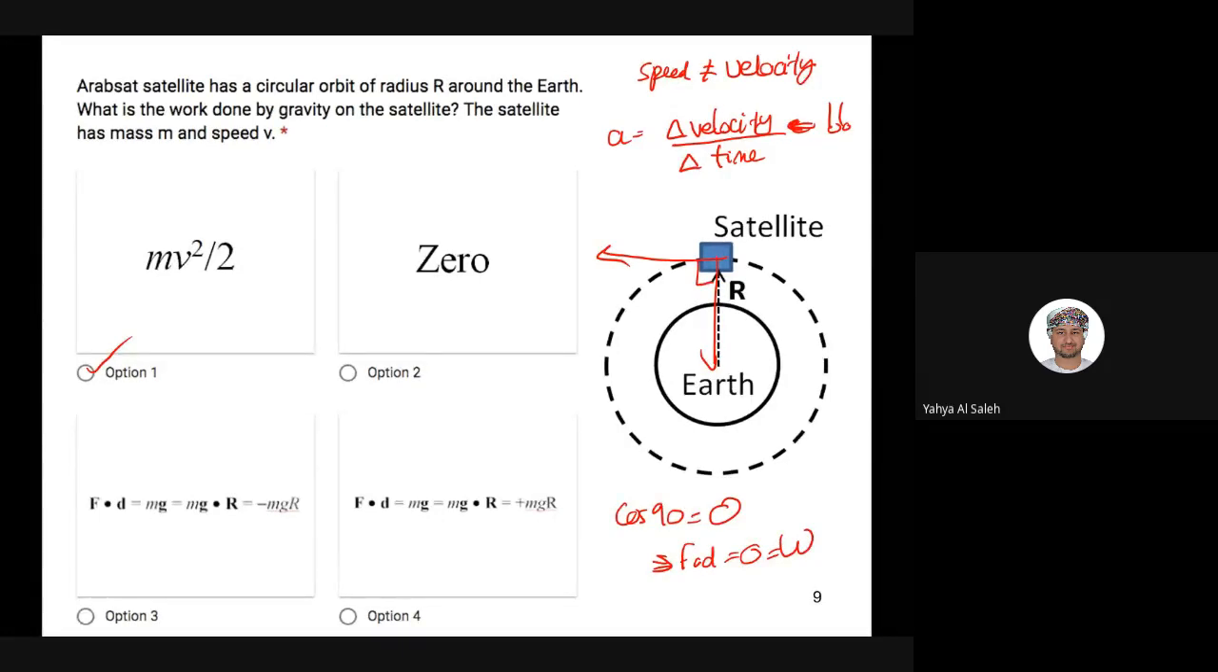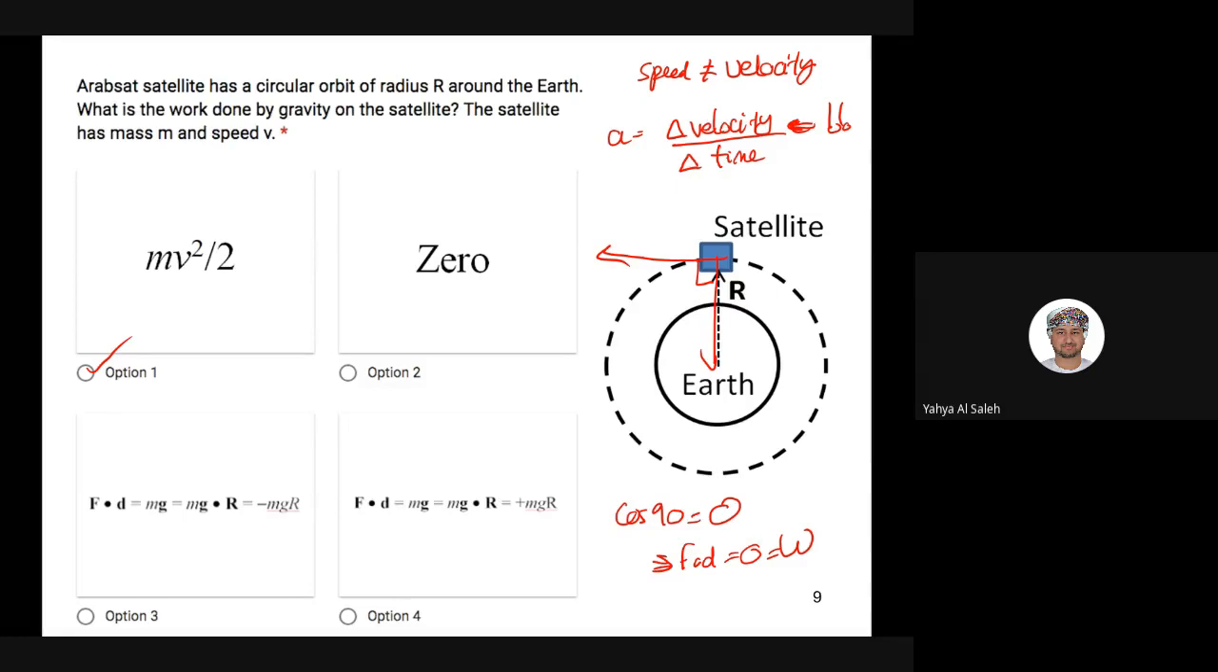Now this is an interesting thing for those of you who are interested in technology. We have satellites that have circular orbits. Arabsat, Nilesat, telecommunications. At a certain orbit R, that satellite is going round and round and round. What is the work done by gravity on this satellite?